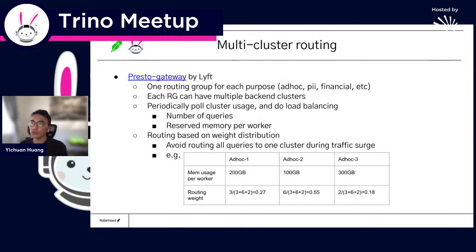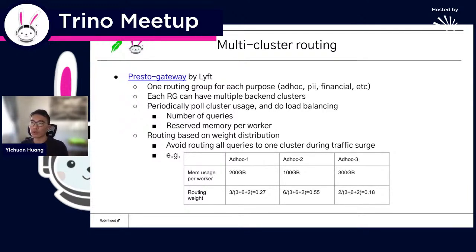So our solution to resolve that, having the HA setup, is to do multi-cluster routing. Like I mentioned before, the Presto Gateway service was open sourced by Lyft. And we are using that to act as a central proxy to direct the queries to different Trino clusters. But there are several concepts.